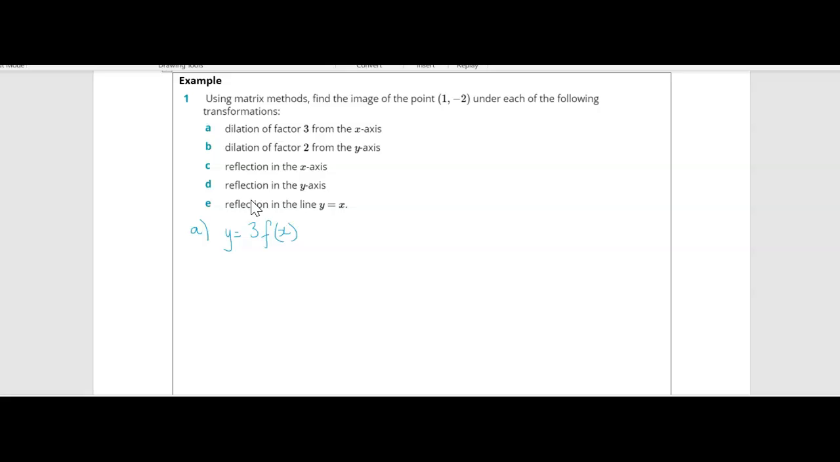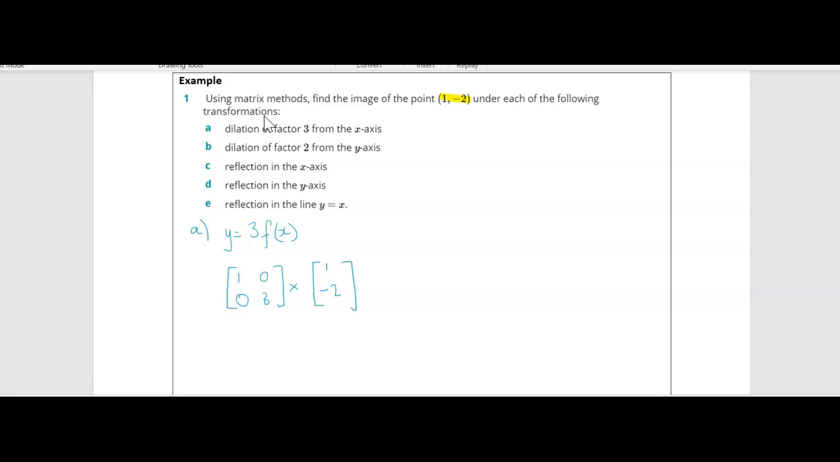Okay, so our matrix is going to look like this: 1, 0, because it's only a dilation from the x-axis, not from the y-axis, so we don't need to change our x coordinate, and 0, 3. And then we're going to multiply that by the point in the question, which is 1, -2.